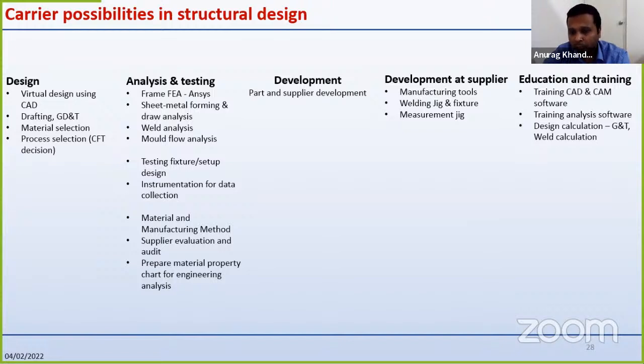Then people from a metallurgical background also can contribute to frame design, for supplier selection and for identifying key outputs from the supplier. Sometimes people from a design background also go to development, where they are closely related to supplier development and make sure that design parameters are ensured. Then people work at the supplier end, obviously for manufacturing tools, welding jigs, manufacturing jigs.